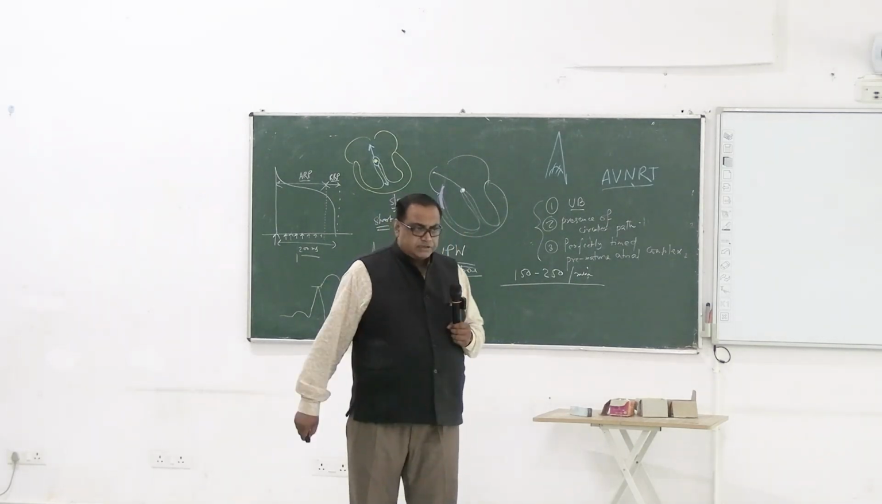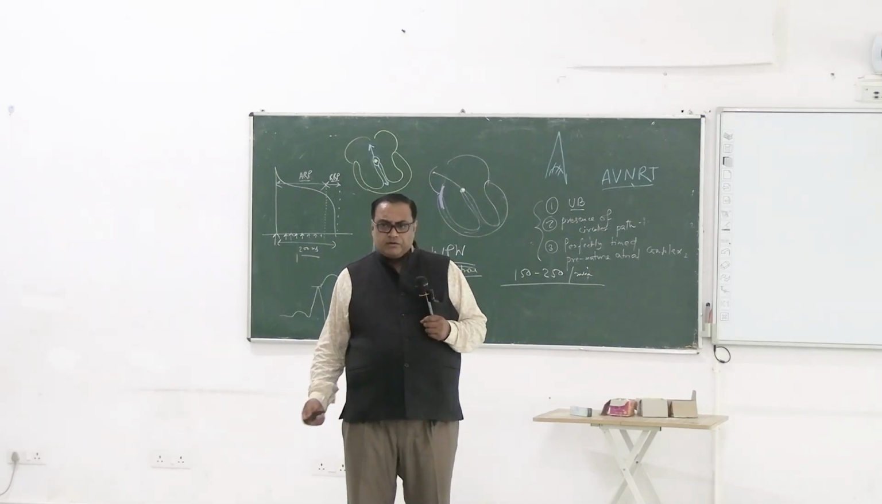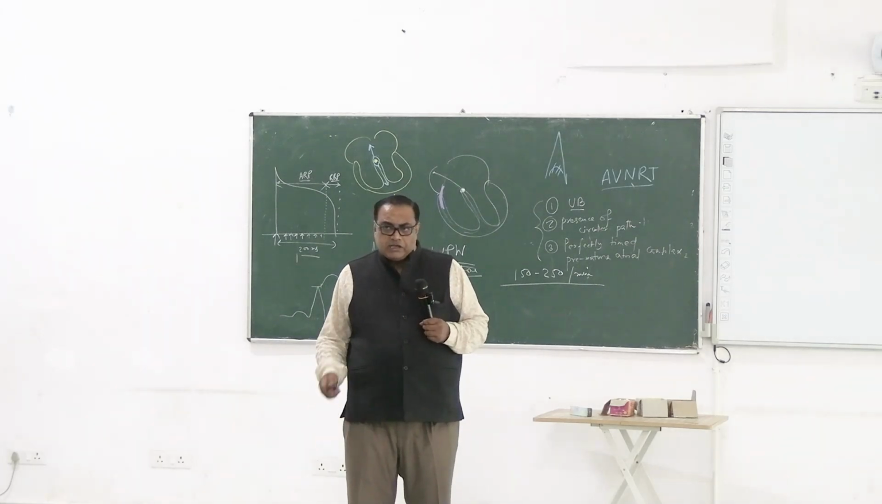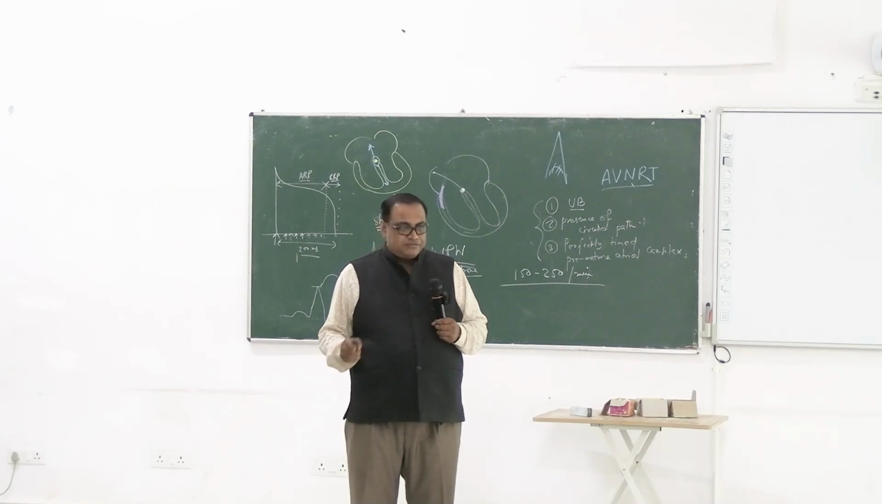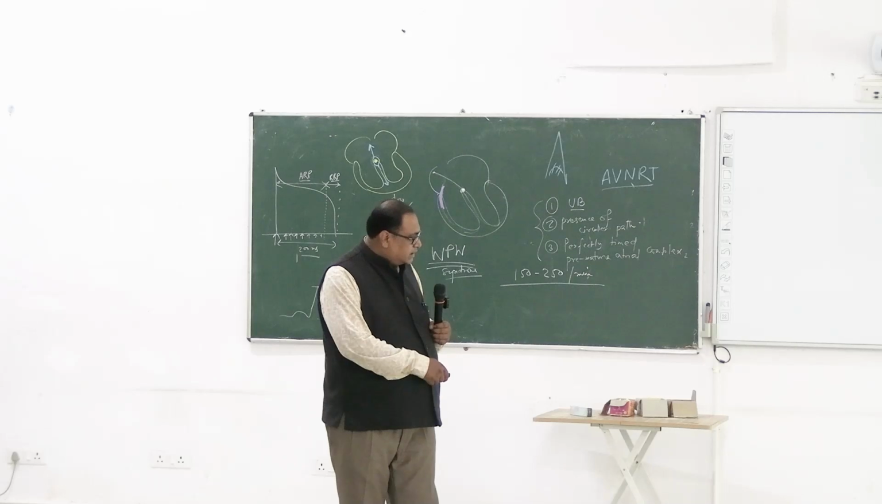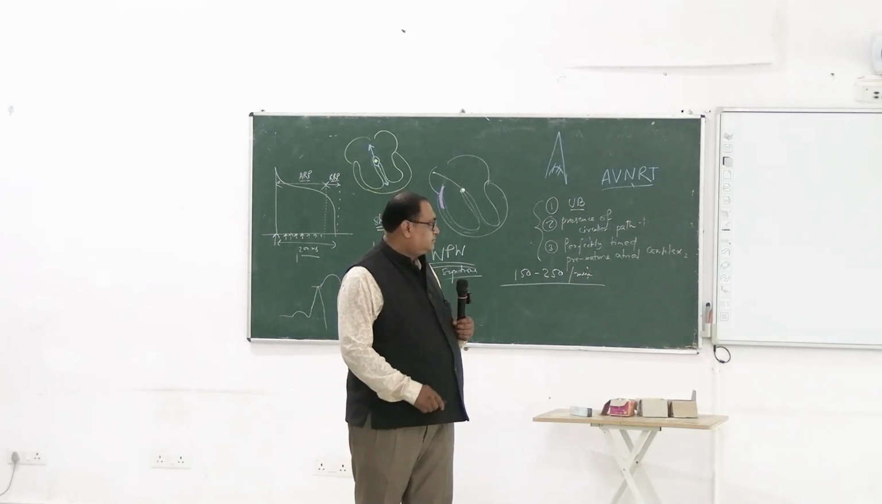Sometimes they give you a question like a 5-year-old child having 50 milligram or 55 or 58 milligram per deciliter blood sugar. He is not diabetic. His blood sugar is lesser than an adult. So if it is below 60, then we call it hypoglycemia.